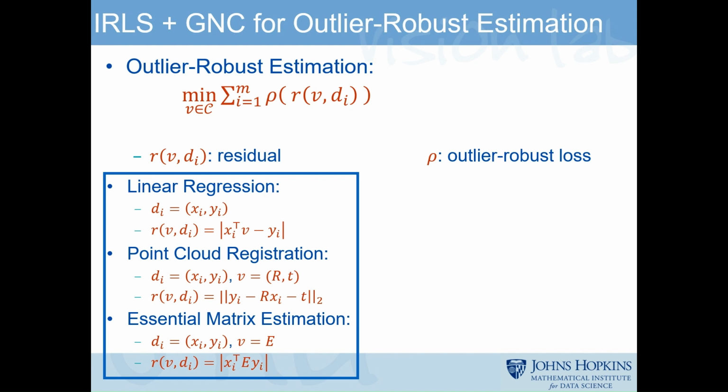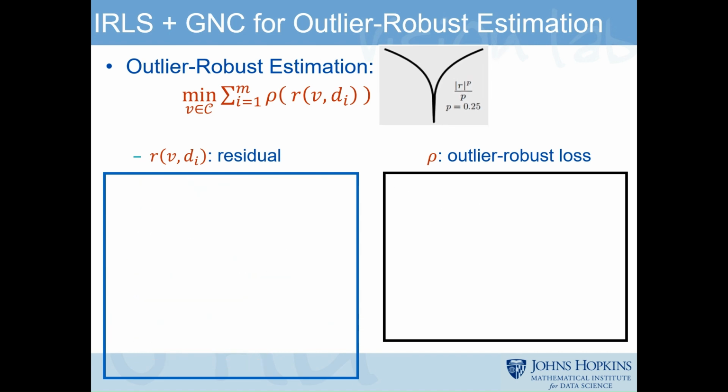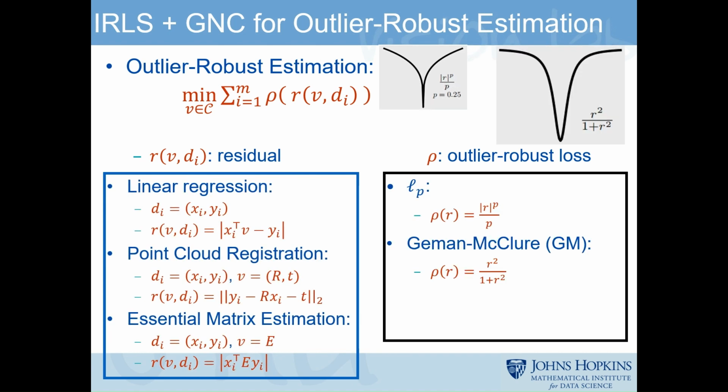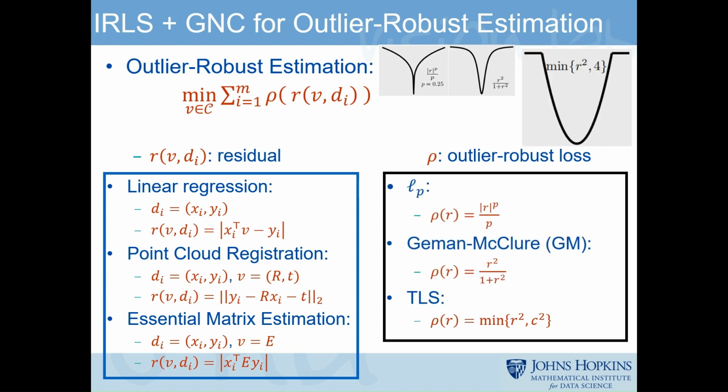On the right-hand side, we have the outlier-robust loss rho. We have three examples to show you. One of them is the Lp loss. In the picture I'm showing you the case p equal to 0.25. The second loss is the so-called GM loss. It is the squared residual divided by 1 plus the squared residual. The third example is the truncated least squares loss. It is the minimum of the squared residual and the square of some parameter c.